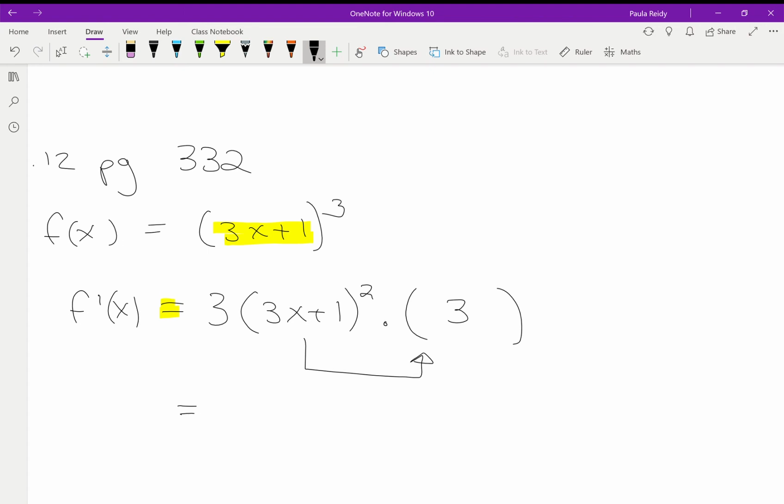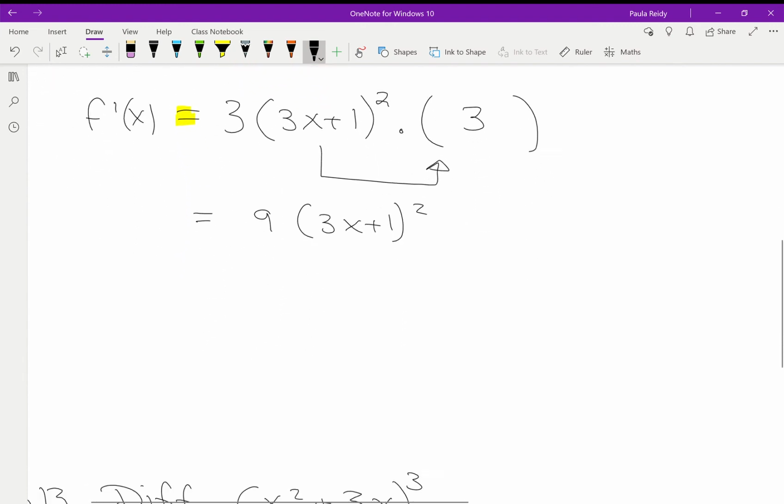Tidy up if you can, so 3 will multiply by 3 to give me 9 times 3x plus 1 to be squared. And that's enough tidying, okay? You could possibly multiply this out for some questions, but definitely not needed in this one. Okay, actually this example is much easier than the first one. So if you rewatch this one, I think you'll get a better handle on the first one then.